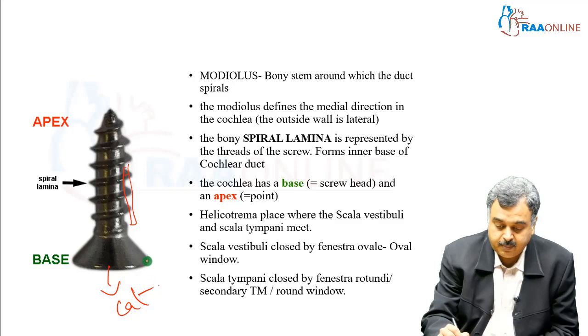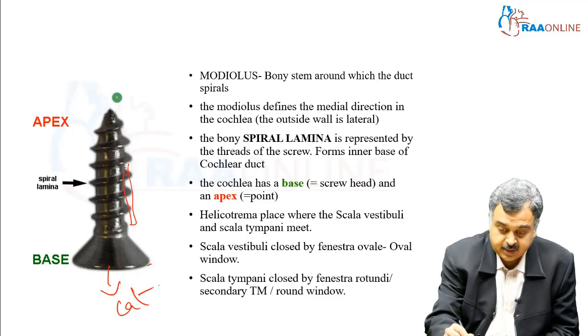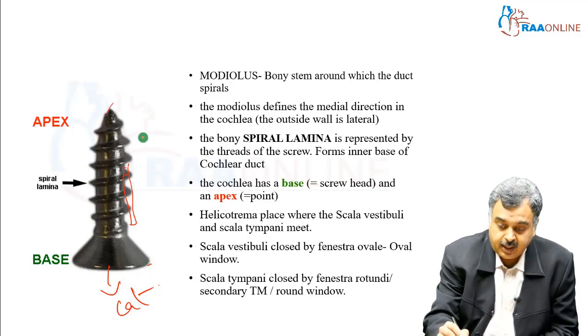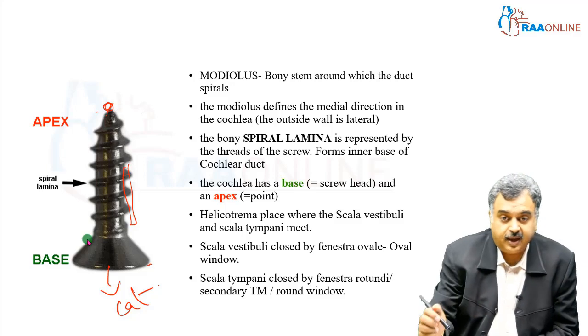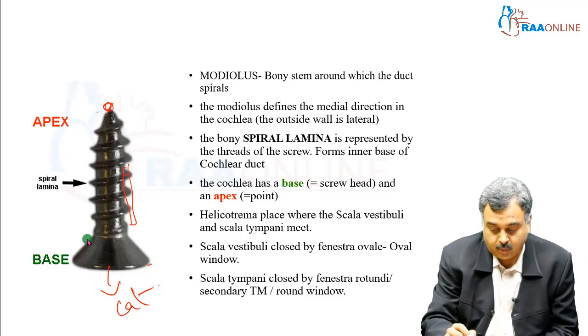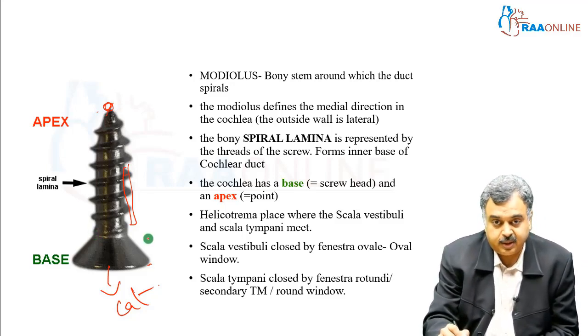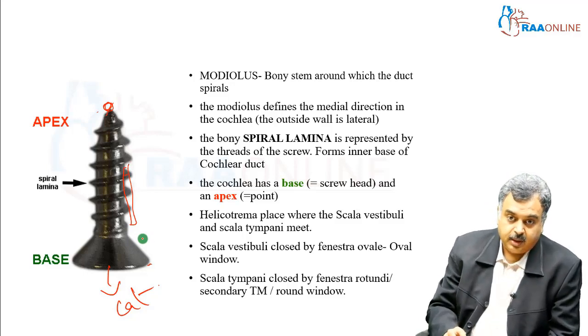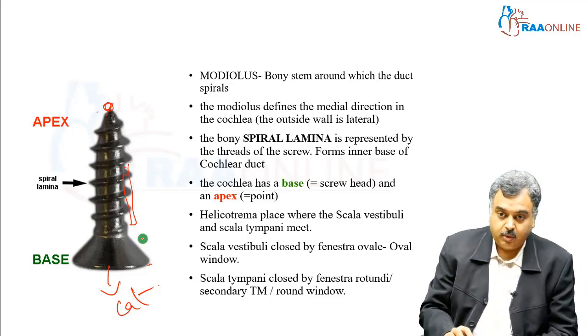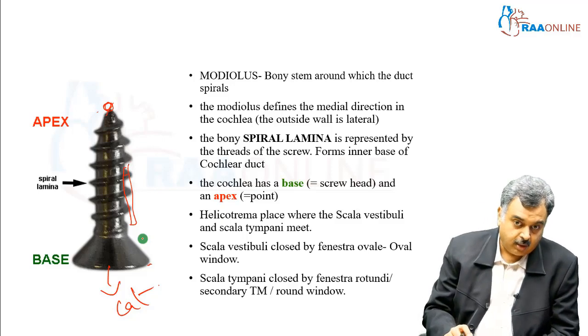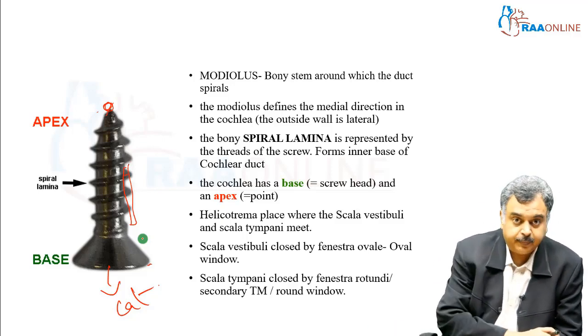The cochlea has a base and an apex. The helicotrema is present at the apex, where the scala vestibuli and the scala tympani communicate with each other. The scala vestibuli at one end is closed by the oval window and the scala tympani is closed by the round window. The oval window is called the fenestra ovalis and the round window is called the fenestra rotunda, or the secondary tympanic membrane.